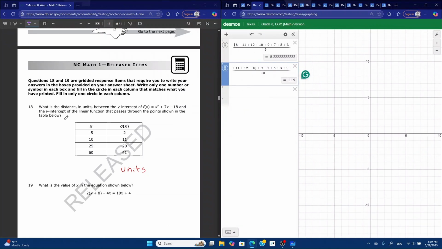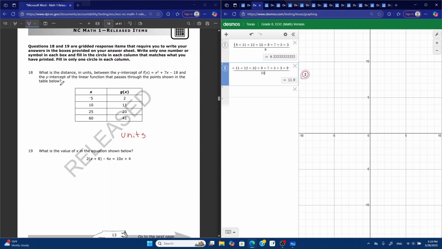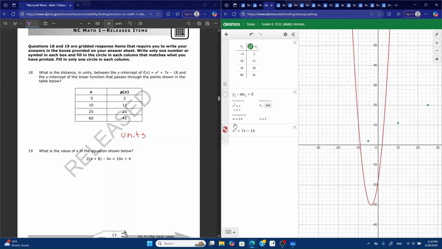What is the distance in units between the y-intercept of f of x equals x squared plus 7x minus 18 and the y-intercept of the linear function that passes through the points shown in the table below? All right, so for this one, let's go over to our Desmos. And here I have inserted both the table and the equation.